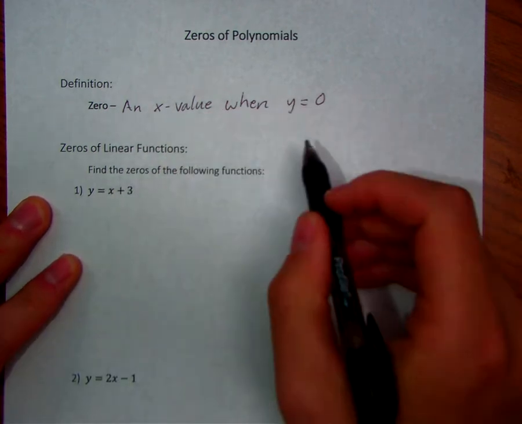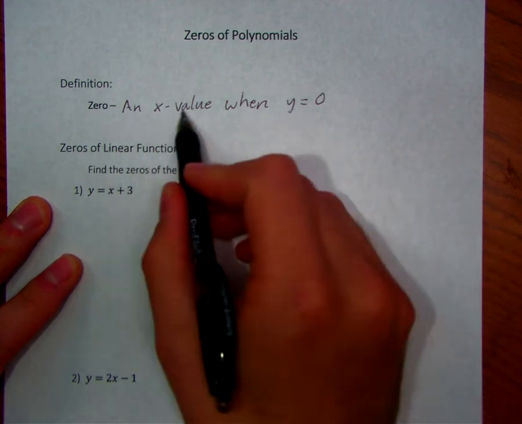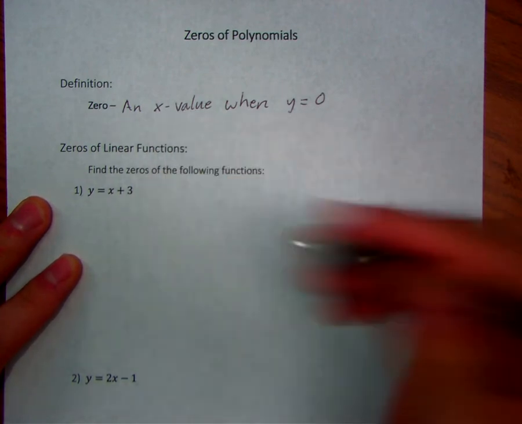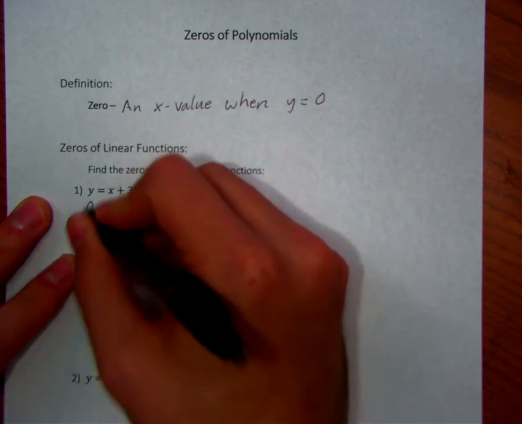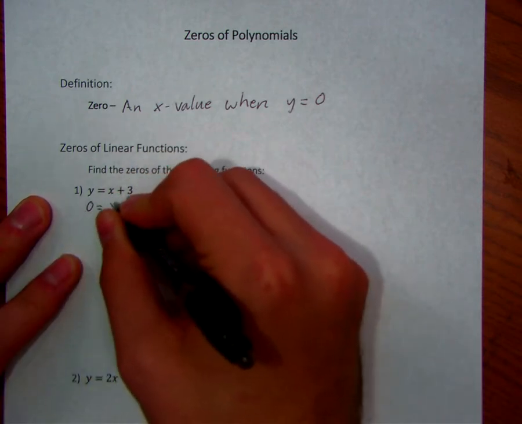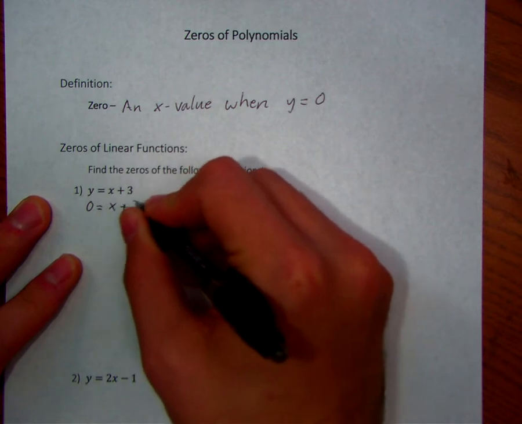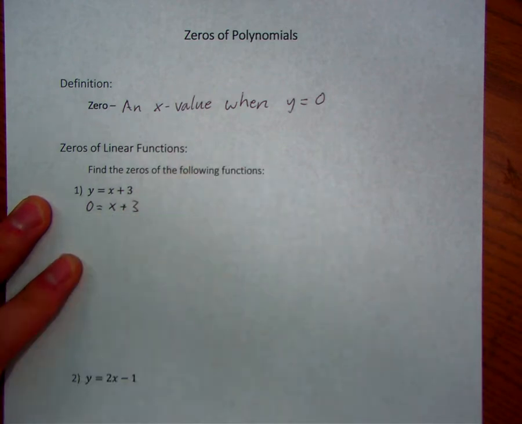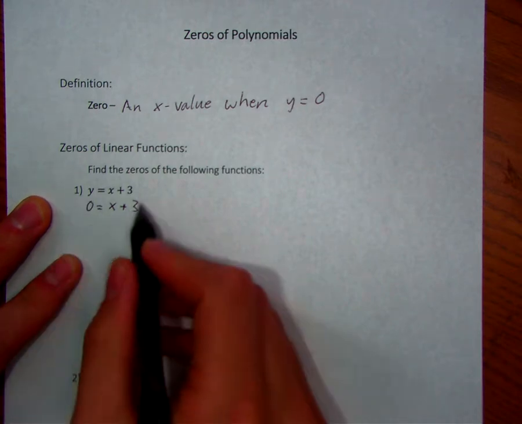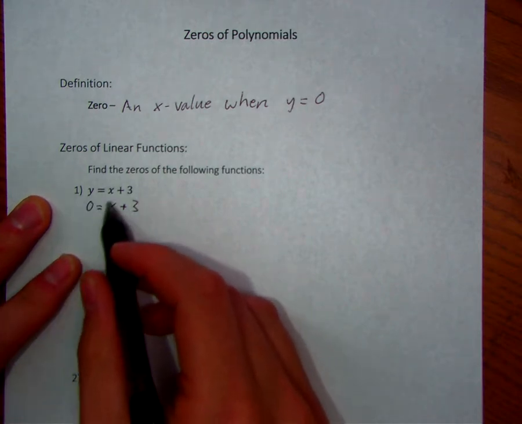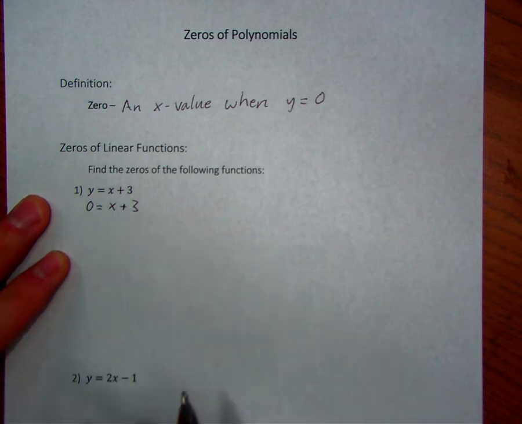Well, remember, a 0 is the x value when y is equal to 0. So here's how we'll find our 0. We're going to make y equal to 0, and we're going to figure out, now that y is equal to 0, what's my x value? Well, we've solved these equations before in other math classes. We've only got one variable here. We just need to use some algebra to figure out what the value of it is.